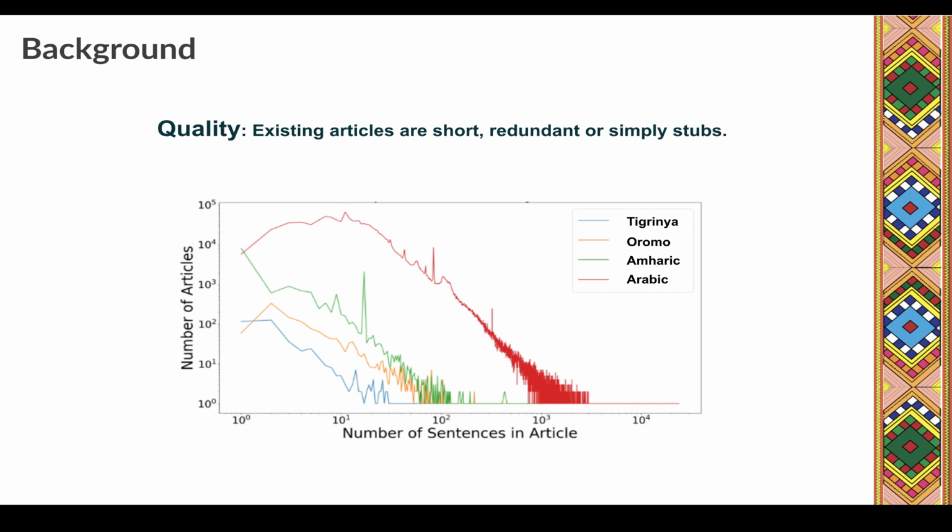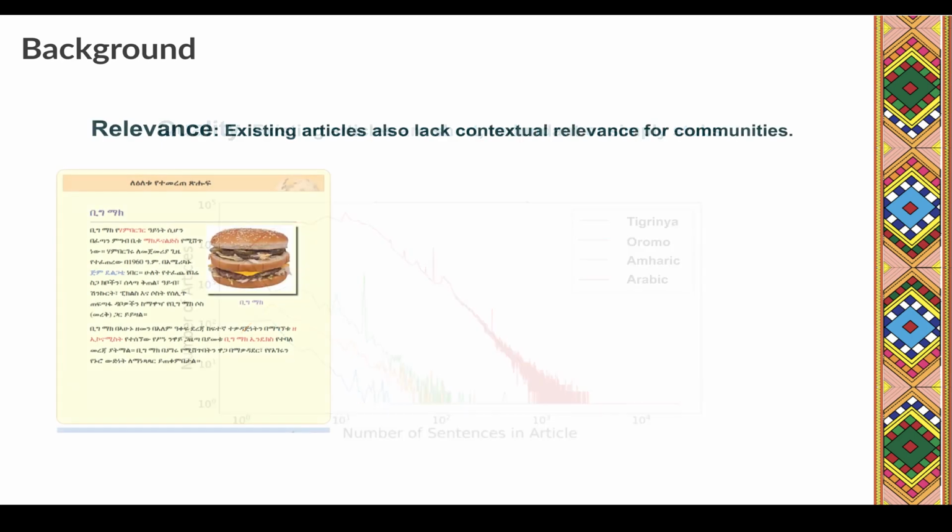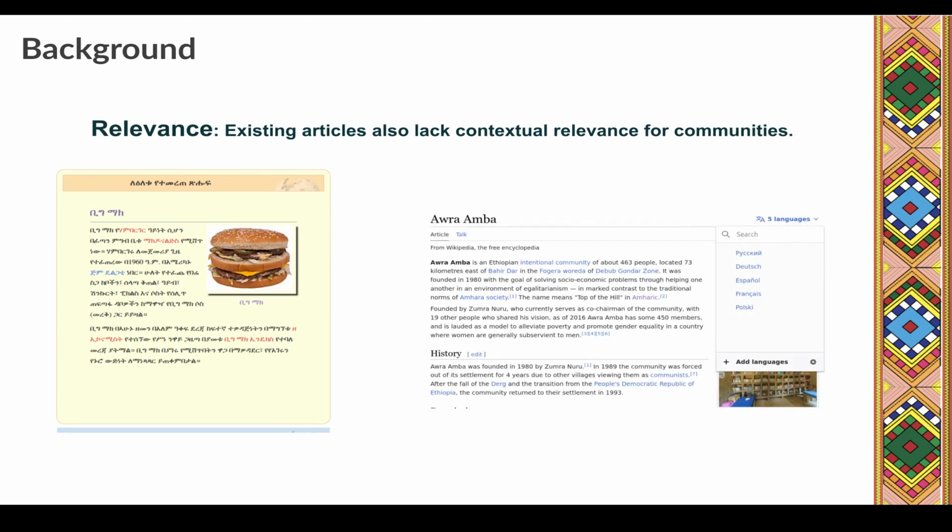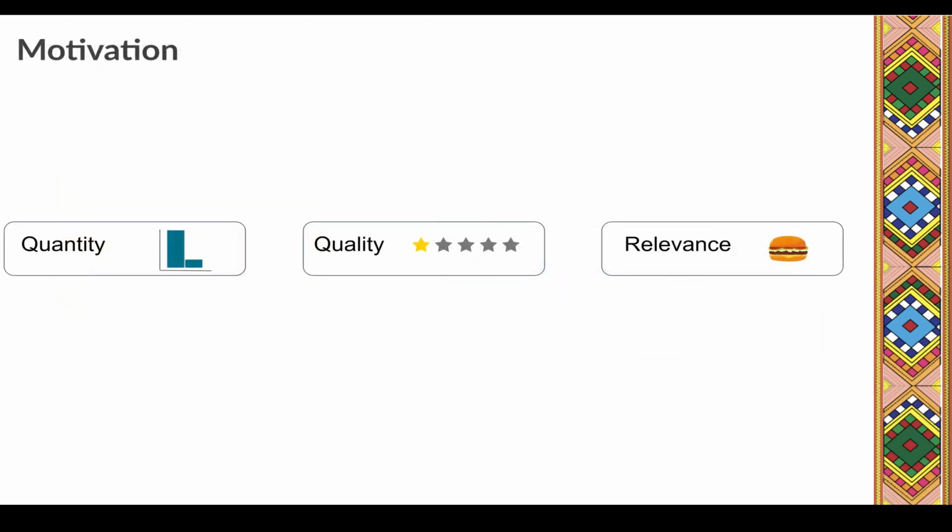Low-resource language Wikipedia also have relevance issues. Here's a screenshot of an article on the main page of Amharic Wikipedia, which is about the Big Mac burger, although there's no McDonald's restaurant in Ethiopia at the time of recording this talk. While an article about a famous Ethiopian community, Auramba, is available in 6 languages, none of which are Ethiopian. Overall, we observe that low-resource language Wikipedia suffer in terms of quantity, quality, and relevance.